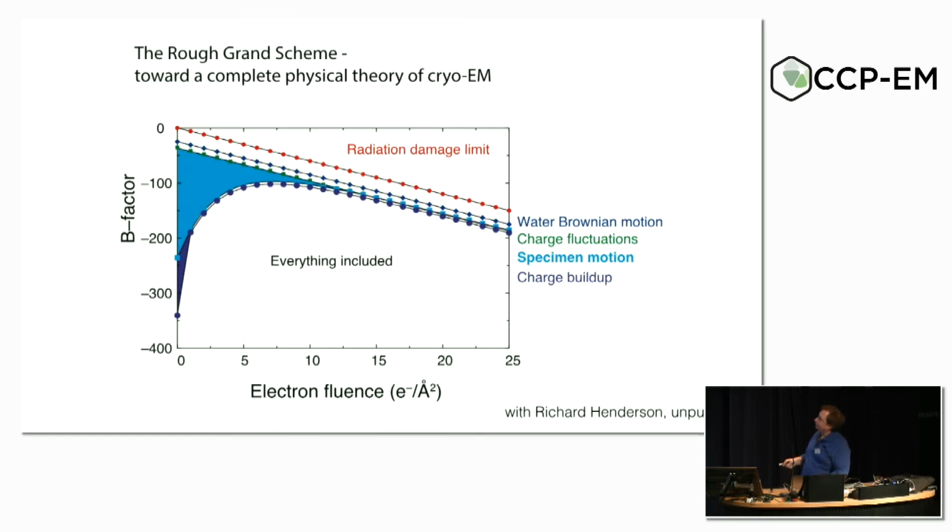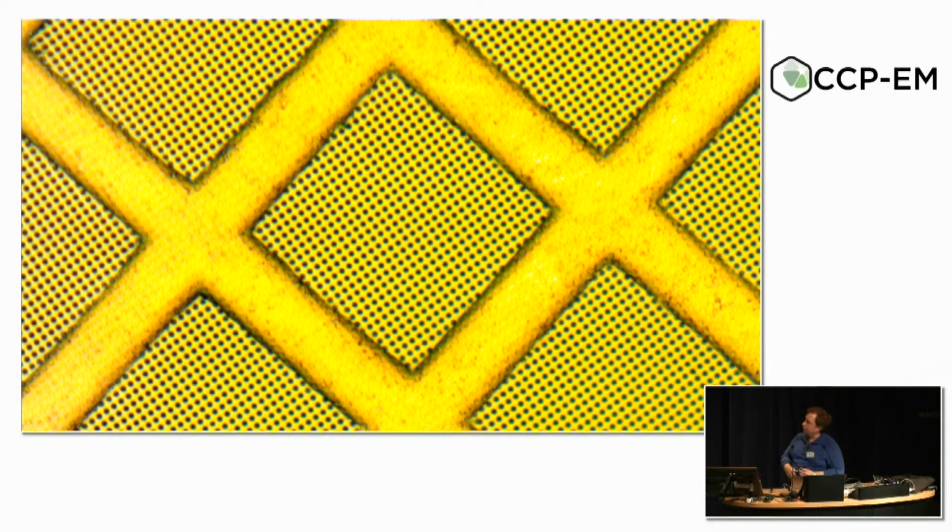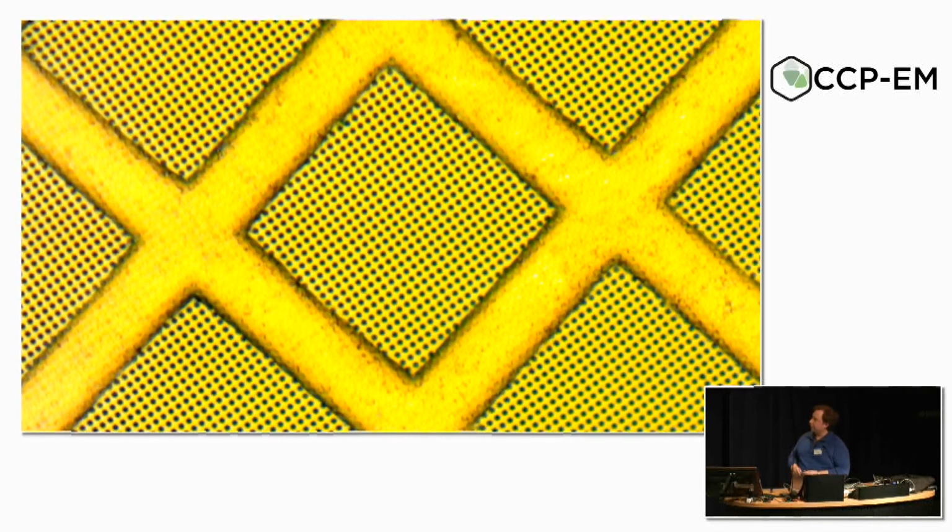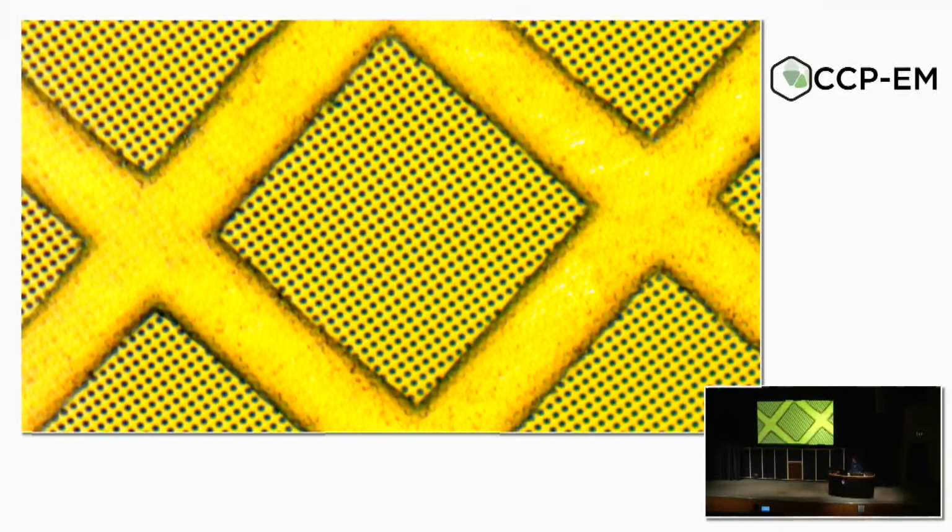Okay, what's next? Movement of the specimen. Oh, I'm totally running low on time, so I have to skip. Movement of the specimen. I'm going to skip most of this. Most of you have seen these before. This is the substrates that we came up with that actually reduce movement of the specimen by about a factor of 50. I have one of them here.